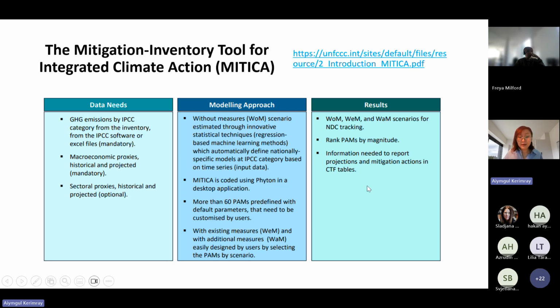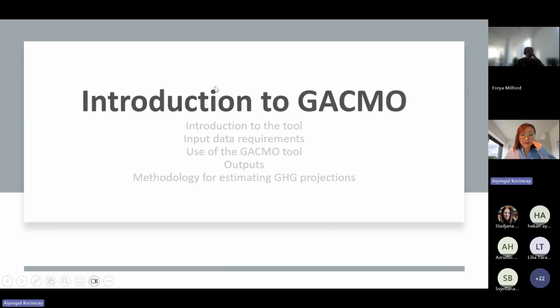It is coded in Python in a DETSCAP application. It contains more than 60 policies and measures predefined with default parameters, but users can also add new mitigation options. It can also be used to develop with existing measures and with additional measures scenarios. It can be used to rank policies and measures by their mitigation impact. And it can produce projections in a format compliant with the CTF tables for BTR reporting. So the tool ensures that these MPG requirements for projections will be met.